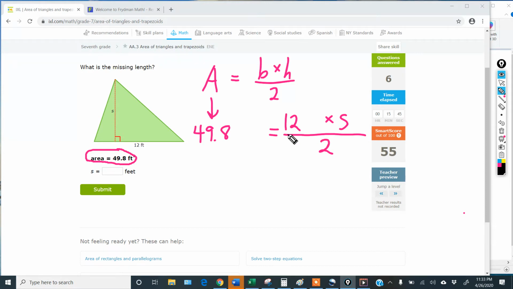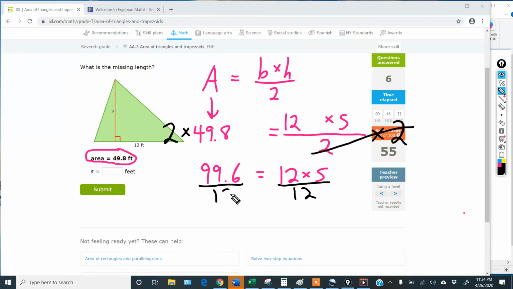So to get rid of this 2, since this is division, we have to multiply. So we are going to multiply both sides by 2. So that cancels over here. And over here, we're going to get 99.6. So we have 99.6 equals 12 times S. And then the next thing that we're going to have to do is divide both sides by 12 in order to get rid of this 12 here.